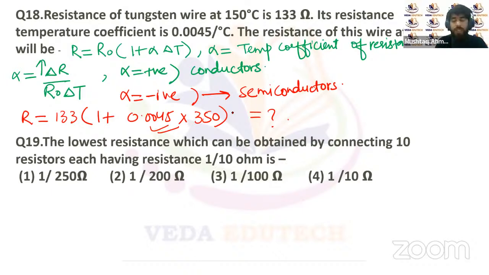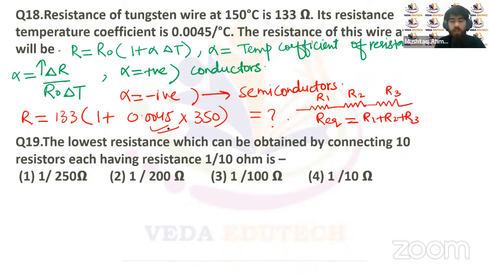Now, you know that in the case of series and parallel combinations, the total resistance in a series combination is given by the sum of each of the resistances. If we have resistors R1, R2, R3 in series, the total equivalent resistance will be R1 plus R2 plus R3. In series combination, the resistance will be maximum.